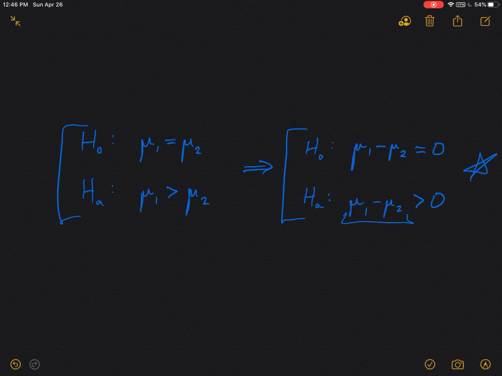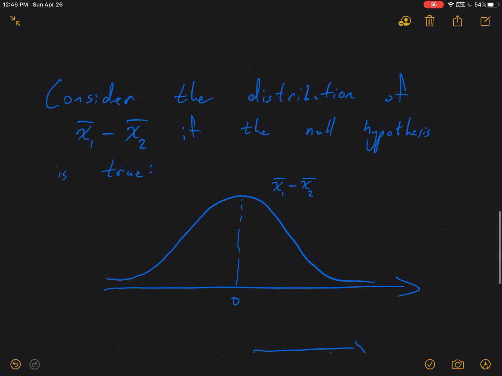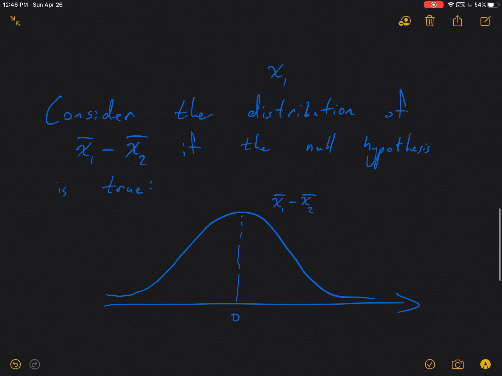So let's talk about estimating this underlined quantity here. So we're going to consider the distribution of x1 bar minus x2 bar. So remember that this is our sample mean for Firestone tires minus our sample mean for Goodyear tires. And these are supposed to be approximating, so maybe I'll write it like this. The difference between our sample means is supposed to be approximating mu1 minus mu2.